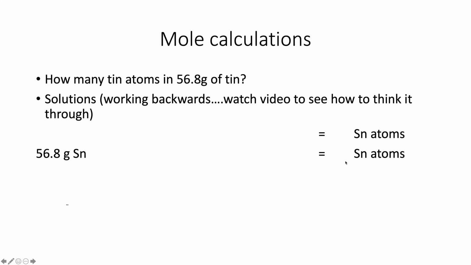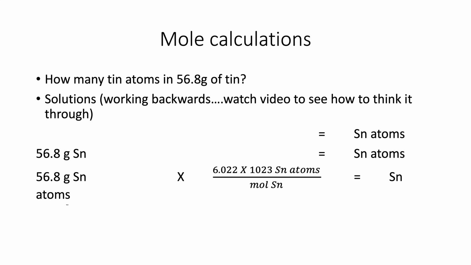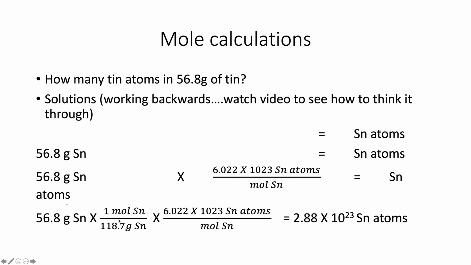So where can we get the unit tin atoms? We get atoms from Avogadro's number, right? So now we have atoms, and we get 6.022 times 10 to the 23rd atoms per mole of tin. Now we need grams and moles to cancel. So we're going to need grams on the bottom, moles on the top. And so we put the molar mass in. The gram-to-mole relationship is the molar mass. So grams on the bottom, moles on the top, and when you do the math, this is the number.